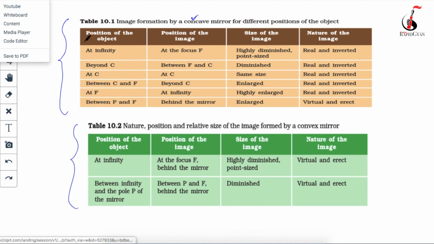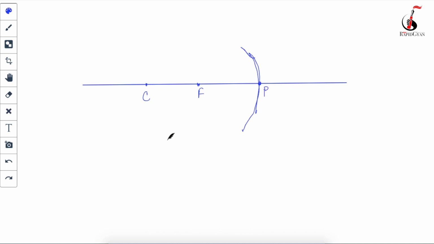So first I will explain how we are going to decide the position of the object in case of a concave mirror. Okay guys, so see here. Suppose this is a concave mirror, and I am going to draw a principal axis. So this is your principal axis. We know that this point is your pole, this is your center of curvature, and the middle between C and P is your focus. Okay.